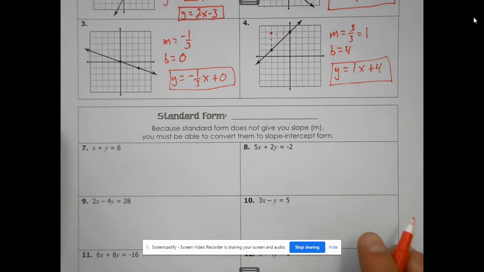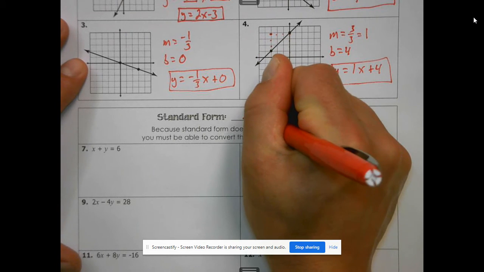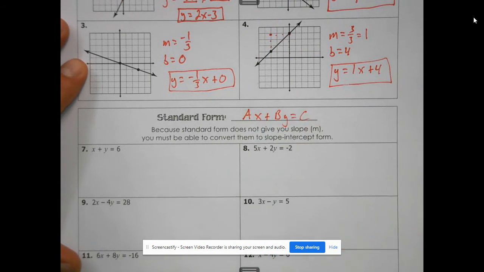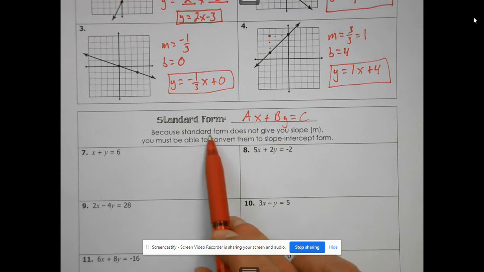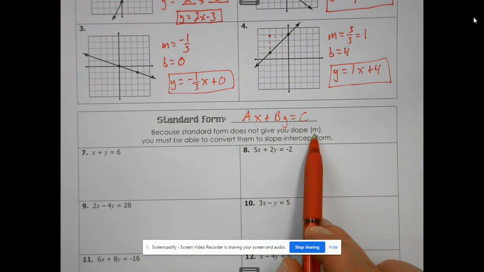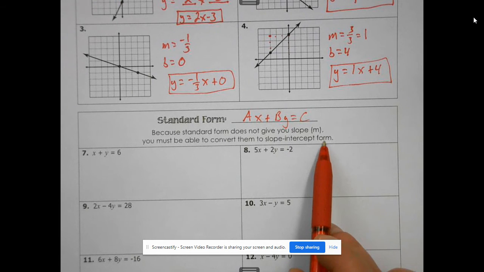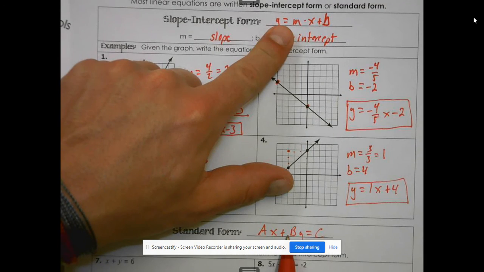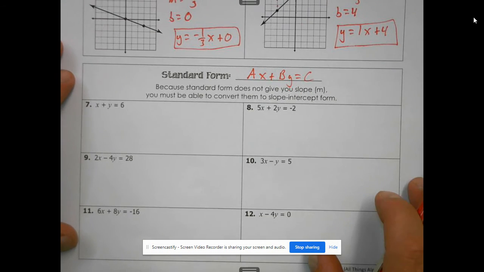Standard form. Standard form equation is capital AX plus capital BY equals capital C. And then it goes on to say, because standard form does not give you the slope m, you must be able to convert them to slope-intercept form. So if we're given an equation that looks like this, we need to transform it to make it look like this. And let's do that down here.